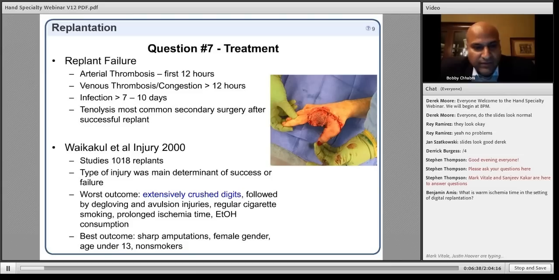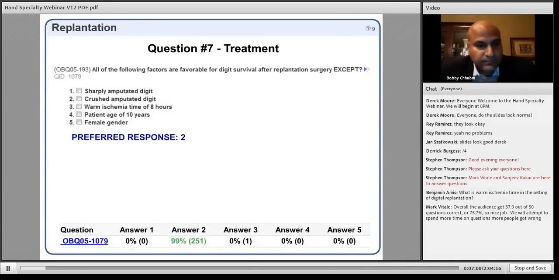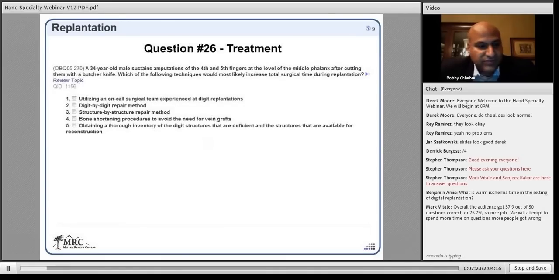Many studies have shown that the type of injury was the main determinant for whether you would be successful in replanting a digit. The worst outcome was seen in extensively crushed digits, followed by degloving or ring avulsion type injuries, cigarette smoking in patients, and prolonged ischemia time. The best outcomes were seen in sharp amputations, female gender, age under 13, and non-smokers. So, for the factors favorable for digit survival after replantation surgery, all of those are favorable for success except for a crushed amputated digit, and 99% of you got that question right.